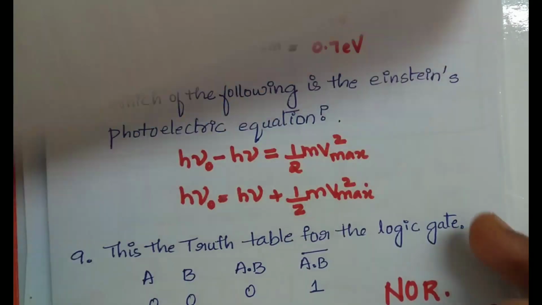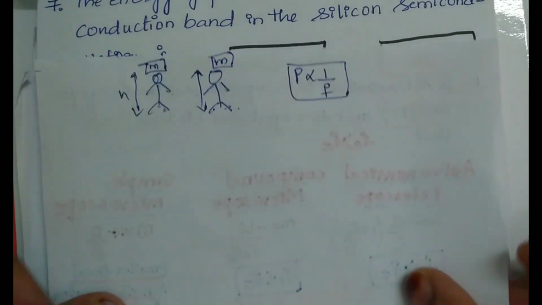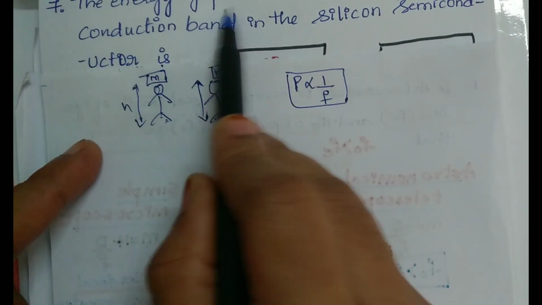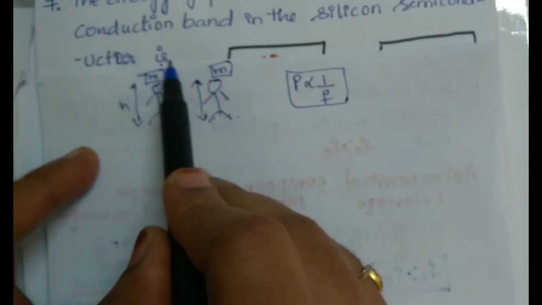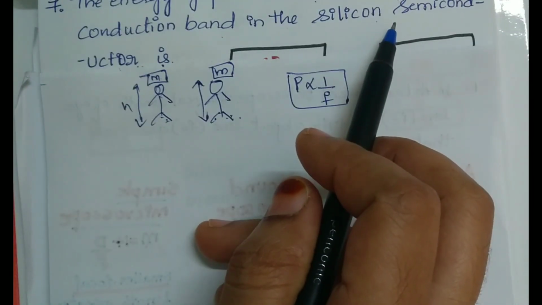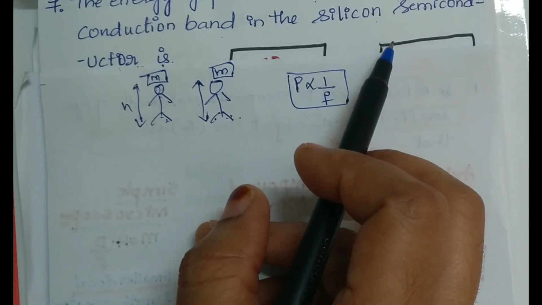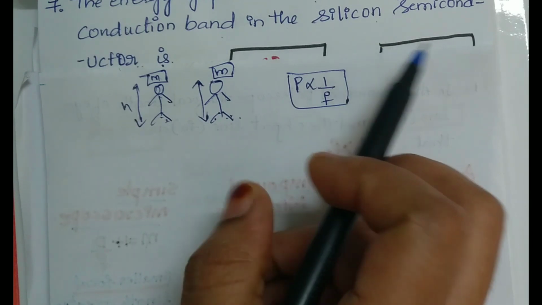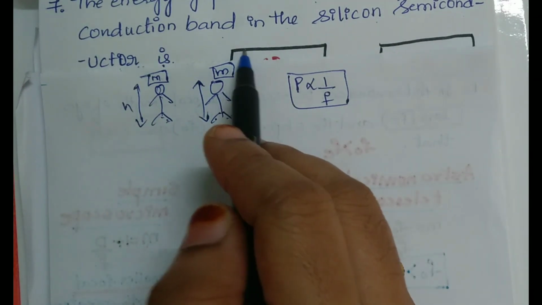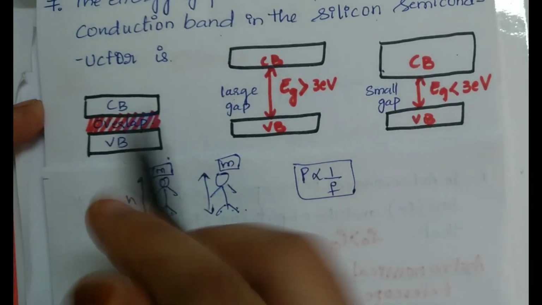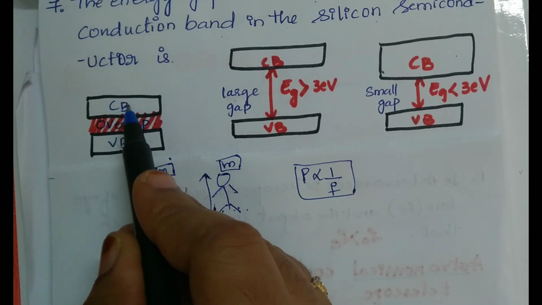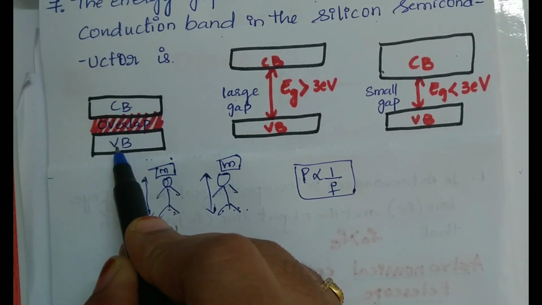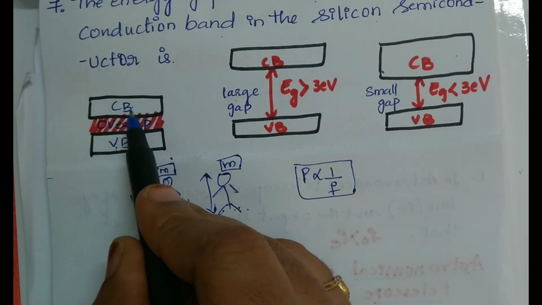Then we have the 7th question, that is, the energy gap between valence and conduction band in the silicon semiconductor is. As we know, a semiconductor has intermediate properties between the conductors and the insulators. So this can be better explained with the help of their energy gaps. See here, we have the valence band, and at the top we have the conduction band. In the valence band there lie the valence electrons, and in the conduction band there lie the excited electrons.